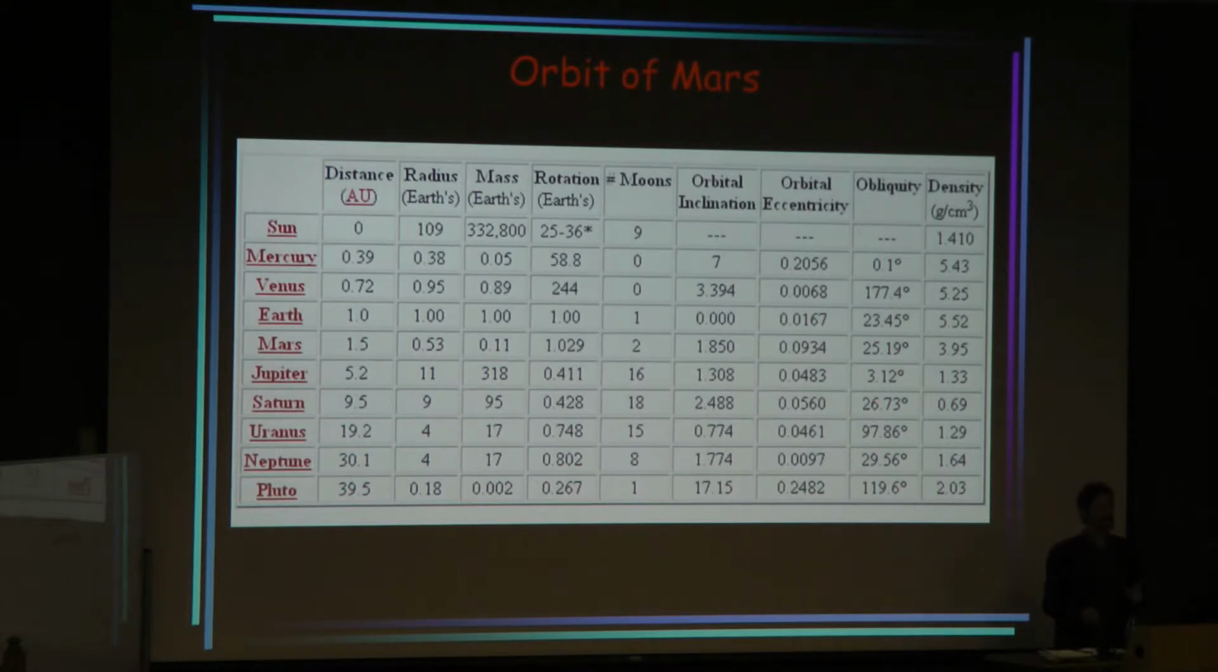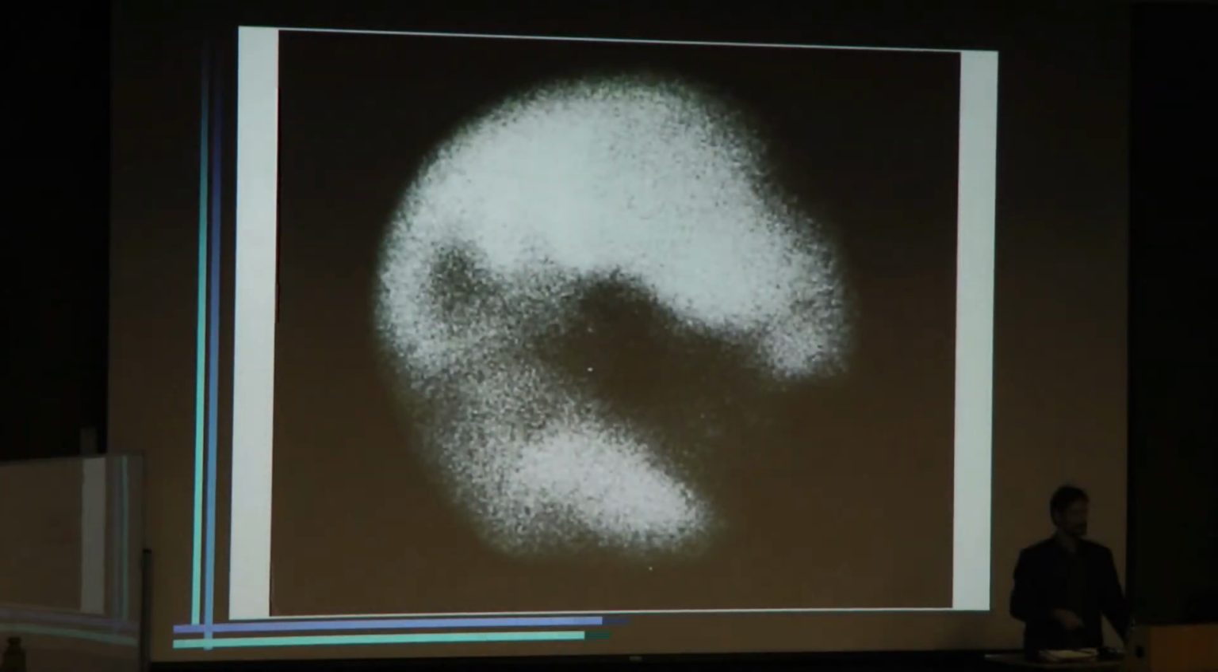But interestingly, we're actually seeing that differentiation phenomenon in the solar system itself, because we're seeing the more dense planets closer to the sun, the less dense ones farther out. So differentiation is actually even occurring on a solar system-wide scale.